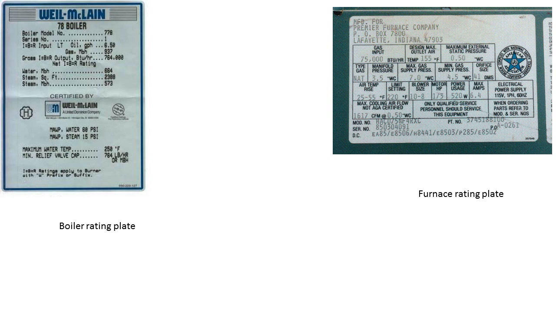The boiler rating plate also gives information about its maximum pressure ratings. That's the highest pressure the boiler should have in it. Both rating tags provide valuable information about the heating appliances they belong to. Take a minute and study them.